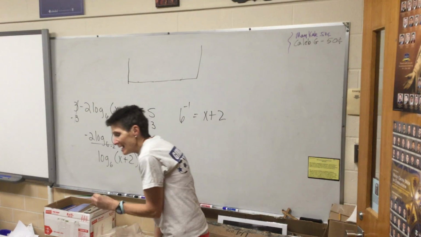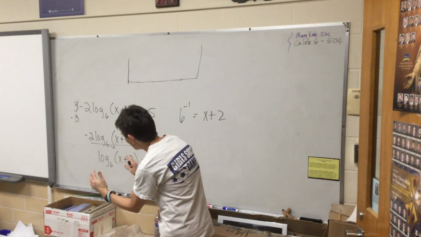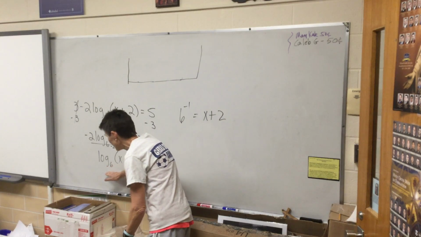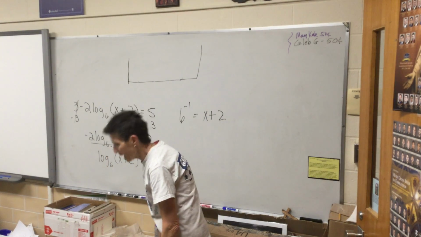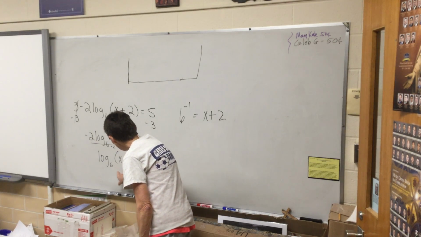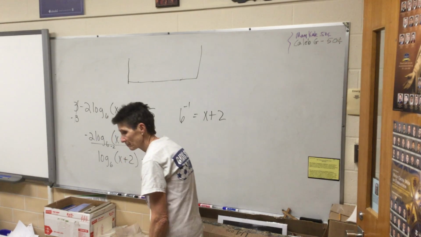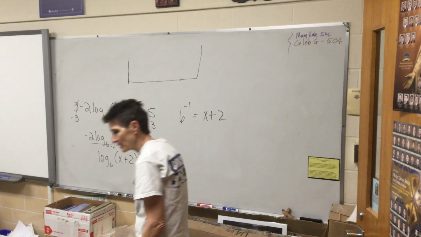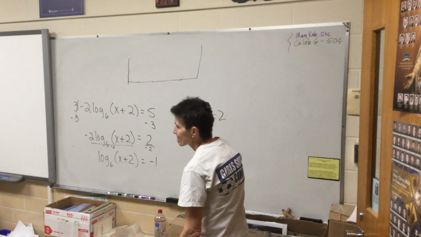Listen to me. Every time you get your equation boiled down to where all you have left is the logarithm, then you've got to get rid of the logarithm. And you get rid of the logarithm by loop-de-looing it. Okay? What's 6 to the negative first? 1/6. Yep.